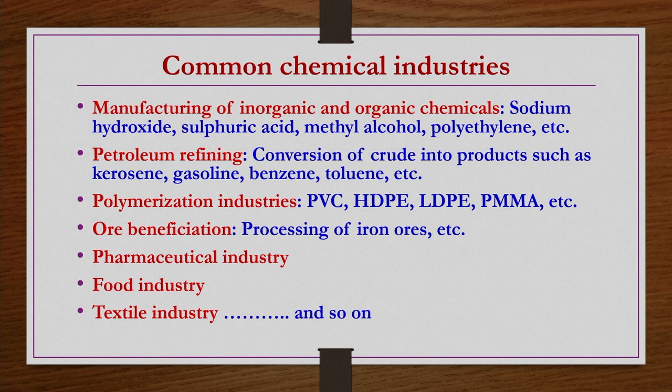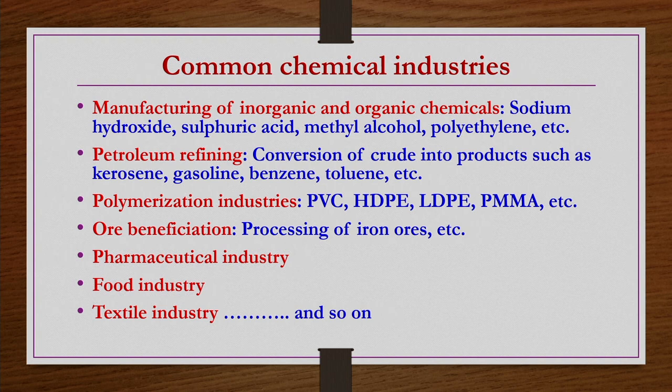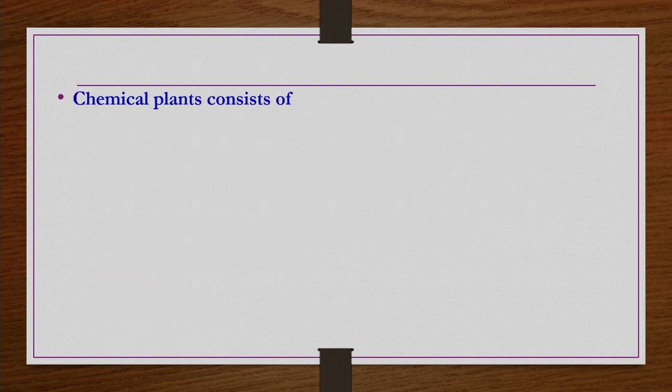The purpose of listing these industries is to give a feel or realization that almost all industries require chemical engineers. Without chemical engineers' involvement, none of these industries may run efficiently. Okay. Now we see about the chemical plants.